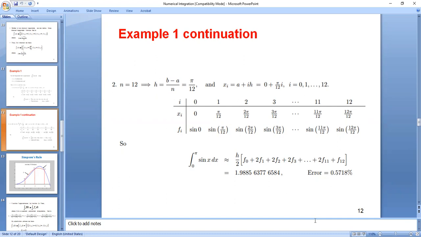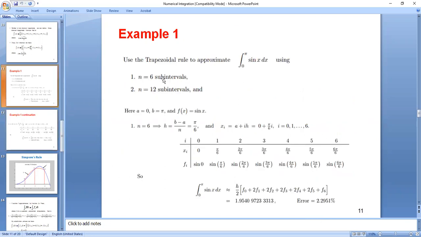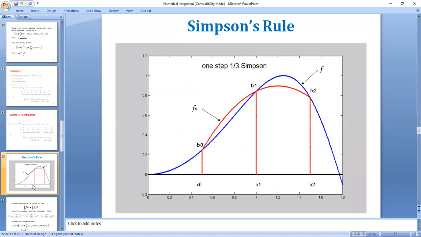So that's the purpose of this example, having 6 and 12 sub-intervals, where the intervals are shaped as a trapezoid. Okay, that's the trapezoidal rule. So now we go to Simpson's rule. Actually, they're just more or less the same. Only that in Simpson's rule, you're not approximating using a trapezoid, but you're approximating the curve itself.